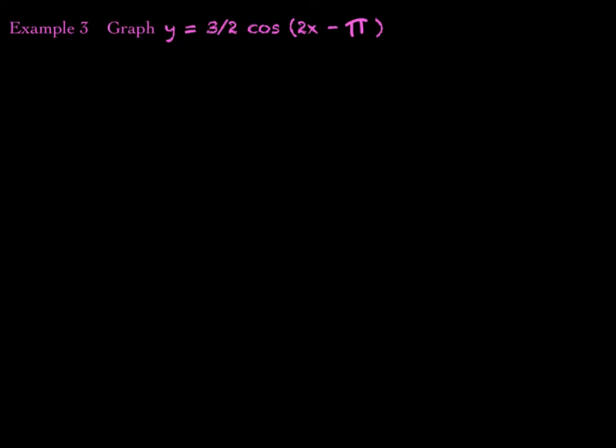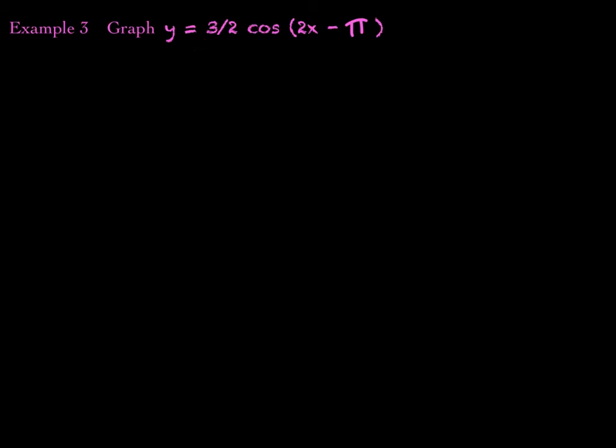All right, the next one looks interesting. It's y equals 3 halves times cosine of 2x minus pi. Now, I notice a few things. First, I notice that there's a phase shift for sure, right? So the interval over which it completes a period has changed. But not only that, the period itself has changed because the coefficient of x is not 1. I also notice that this has been vertically stretched by 3 halves.